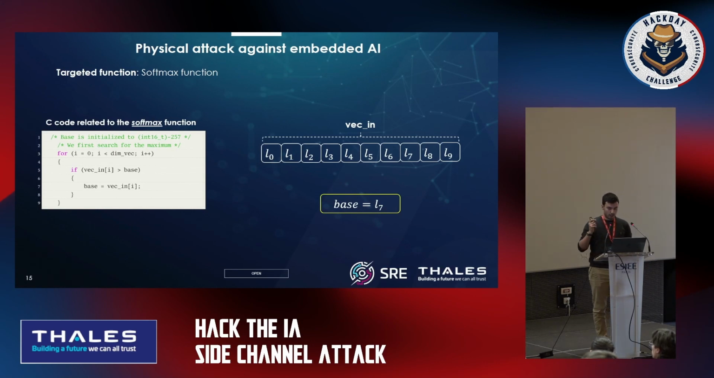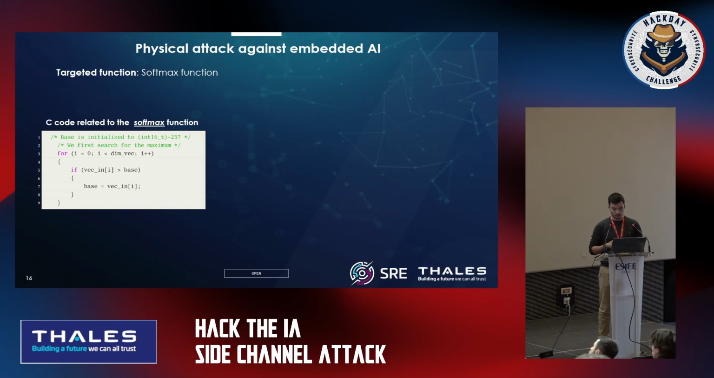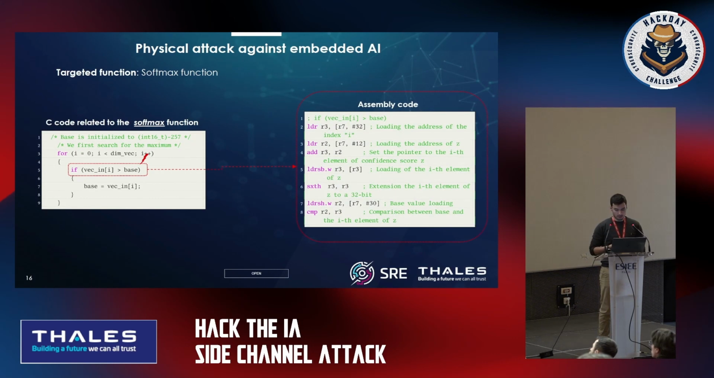We are pretty confident that the device manipulates the logits, but if we want to be 100% confident that all those logits are manipulated, we have to take a look at the assembly code of, for example, this if condition. On the right part of this slide, you have the assembly code of the if condition, and what we can observe here is that this line and this line load two values.